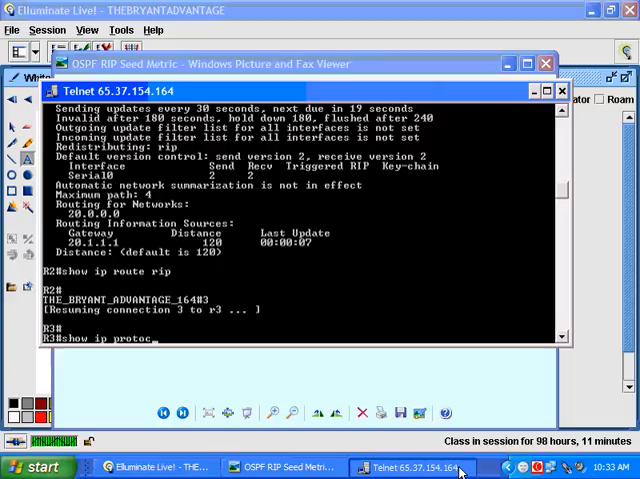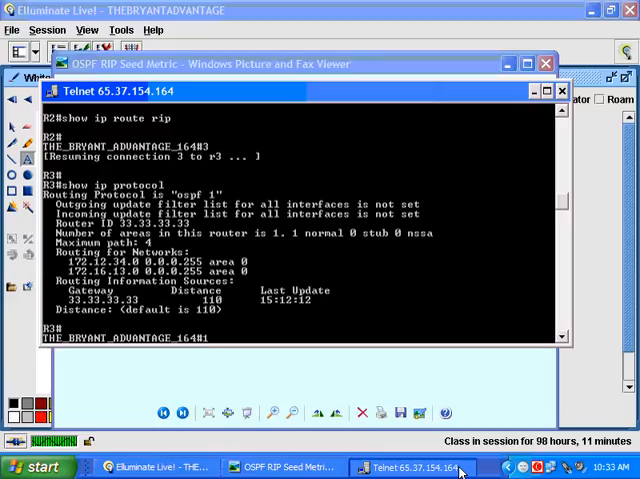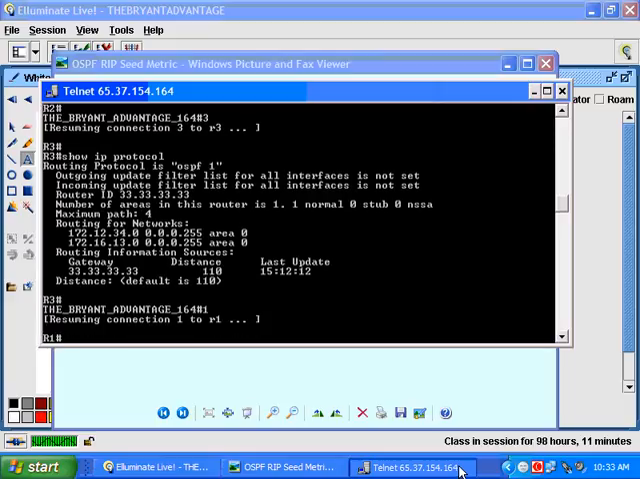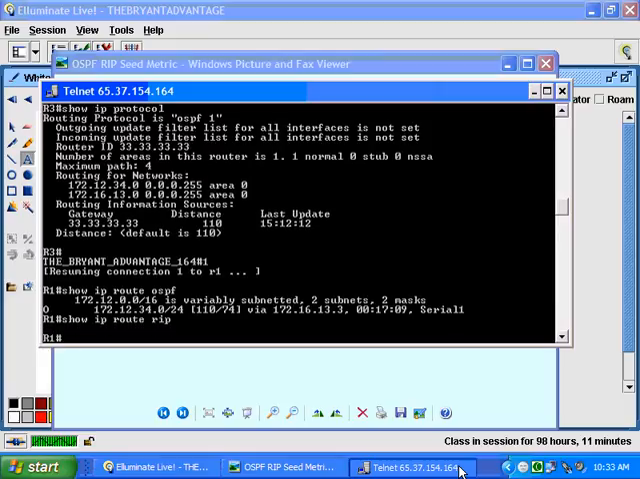Router 3 finally. Always run show IP protocols before you do something like this, and it is running OSPF. It's running over the direct connection to router 1, which is 16.13.0, and it is advertising 172.12.34.0. So let's go back up to router 1. Again, we're going to take this route that's in OSPF and place it into the RIP domain.